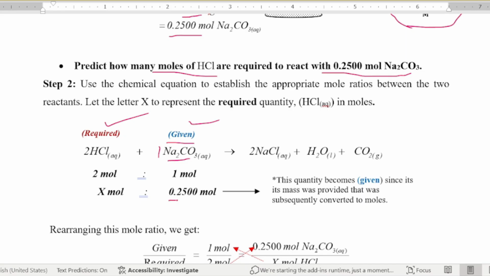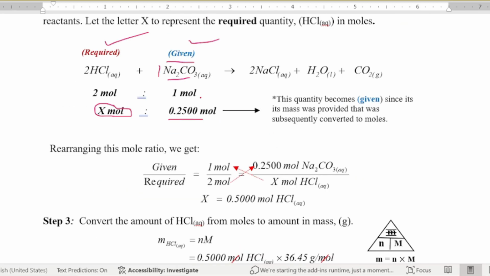So if you have 0.2500, you should know what this should be. If it says 0.5, then you're right. But we don't guess it like that. There's a way that we establish that. So watch this now. We will write an equation like this. We put given over required. Watch. Given. This is the given guy. Okay. And this is what is required. And you put now their number of moles as represented in the balanced equation here, against them.